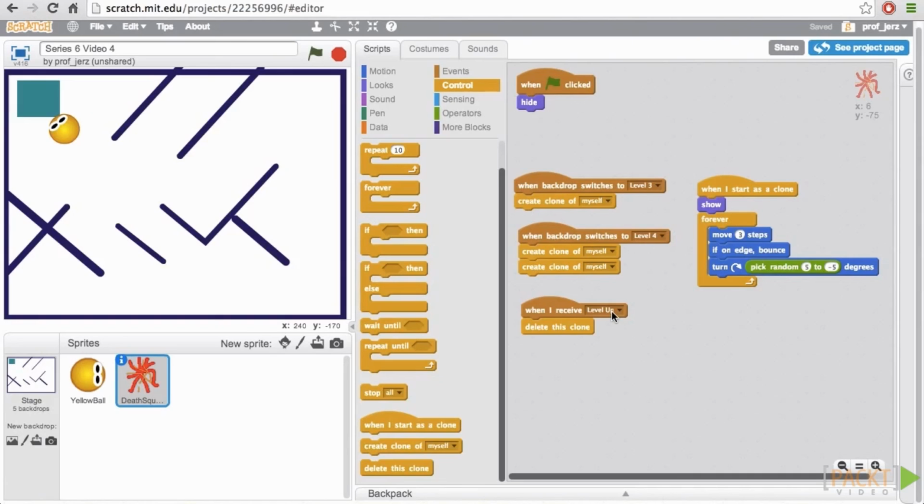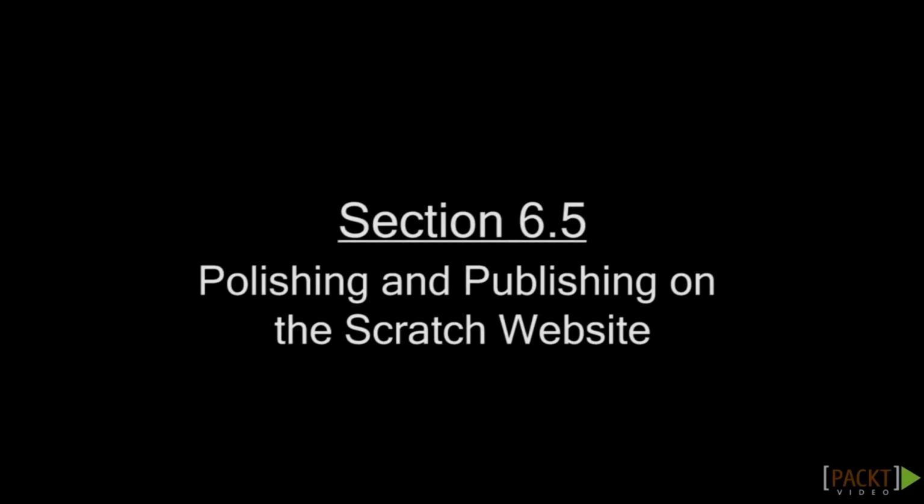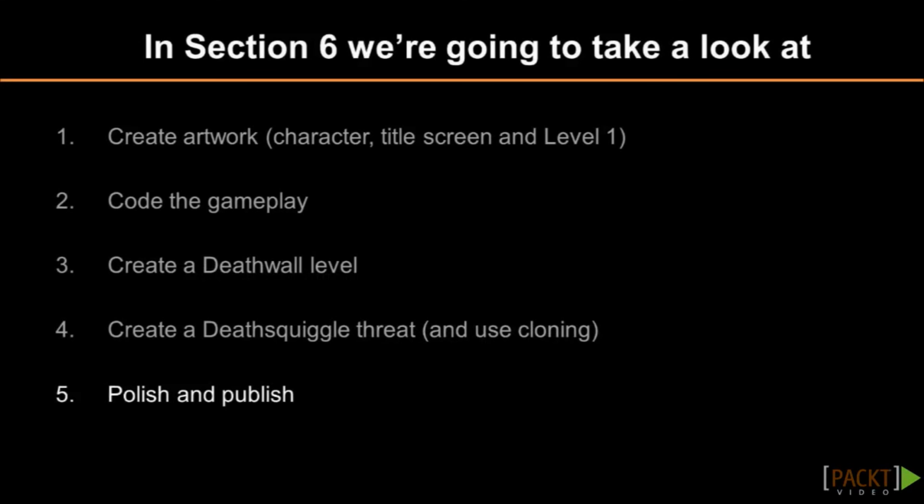In our next video, we'll polish our game just a little bit more, and then we'll be ready to publish it and present it to the Scratch community. We're in the home stretch. Let's create two different endings for our game, losing and winning, and let's code them up. Then we'll publish our game to the Scratch community and beyond.